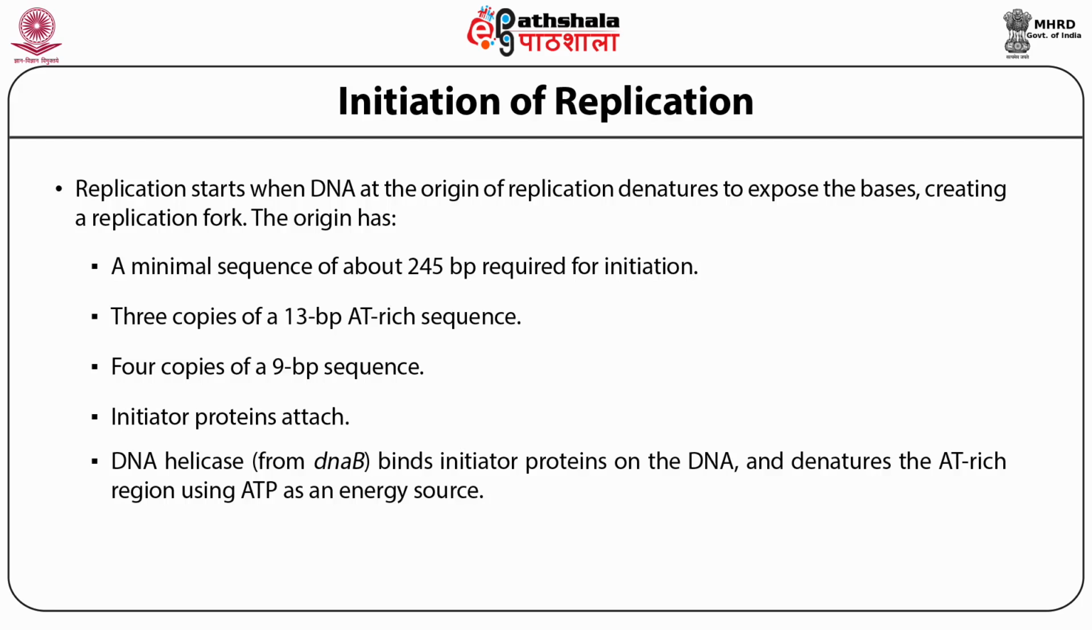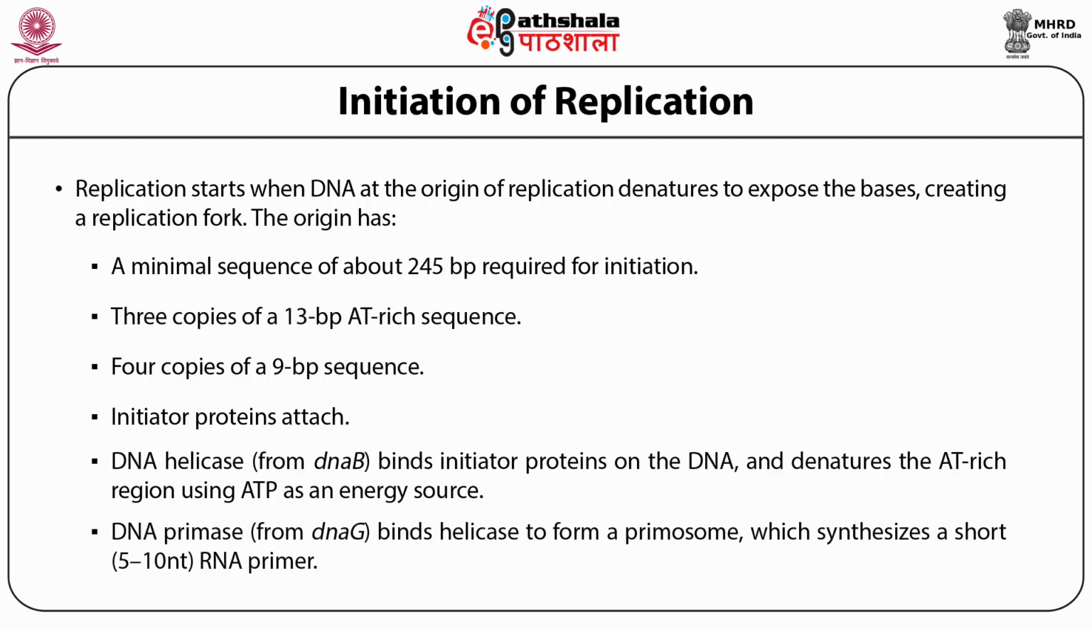Now, once the helicase binds and it has separated the two strands to form a single stranded region, then comes the DNA primase. Now, this comes from the DnaG gene in E. coli. Now, what does primase do? As I already told you, the DNA polymerase cannot start the synthesis of a new strand de novo. It has to be done by a DNA primase, which is a kind of RNA polymerase. Now, this DNA primase binds helicase to form a primosome, which synthesizes a very short RNA primer, 5 to 10 nucleotides. Then the work is taken over by the DNA polymerase 3.